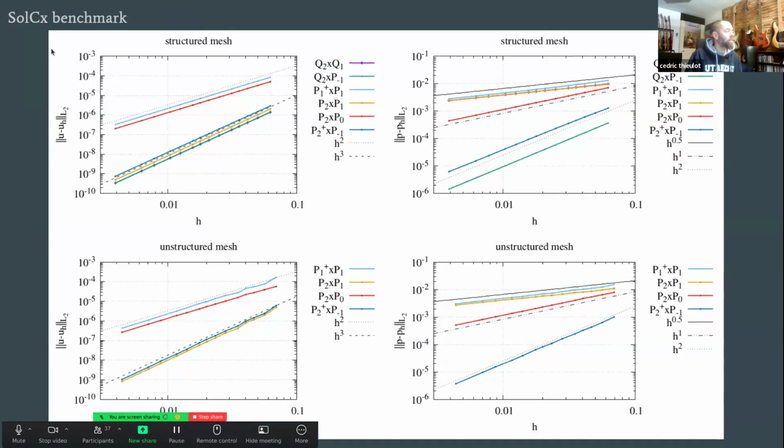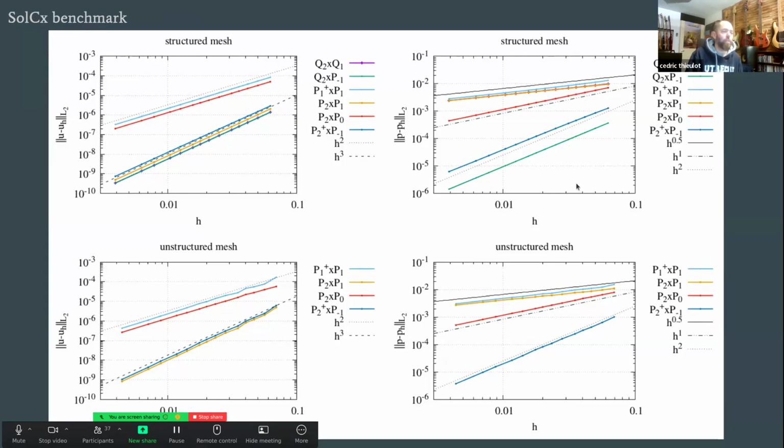We ran the SolCx benchmark. Again, the P1 plus P1 and P2 P0 were shown to have errors that were rather high. Their convergence rates were also as expected, but the errors much higher.